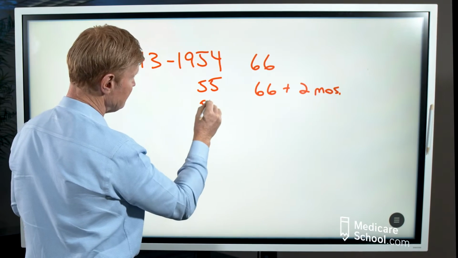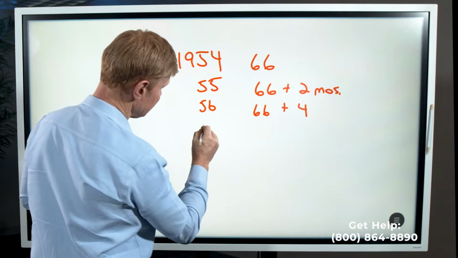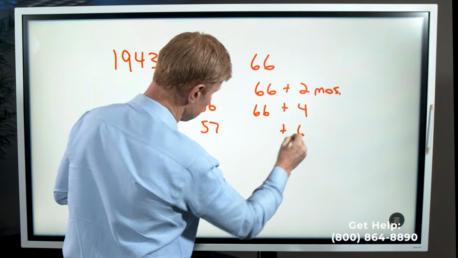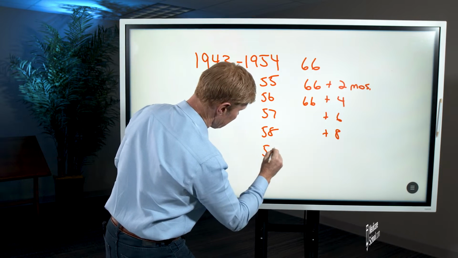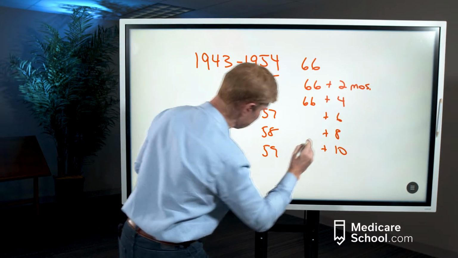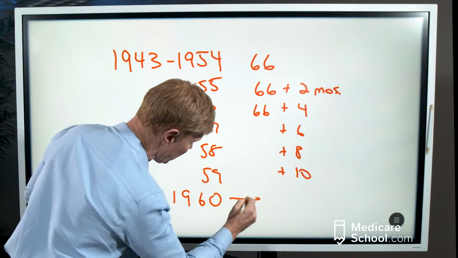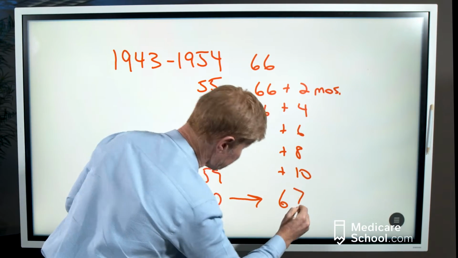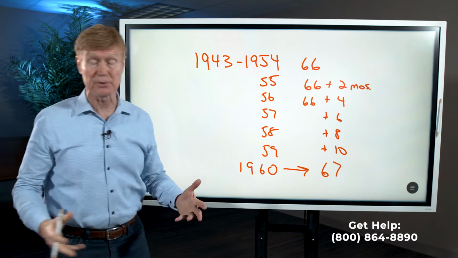If they're born in 1956, it's 66 and 4 months. If 1957, they had 6 months. 1958, we had 8 months. 1959, we had 10 months. And then anyone born in 1960 on, they would have a full retirement age of 67. And so that's the first thing we have to do, and know exactly when our full retirement age is going to be.